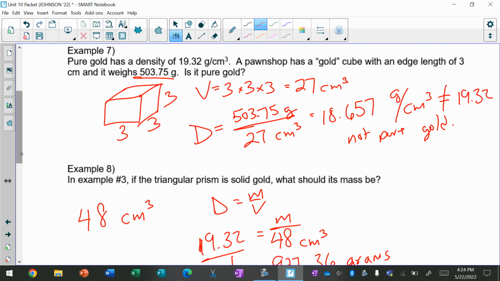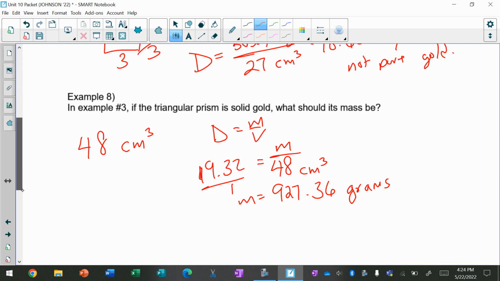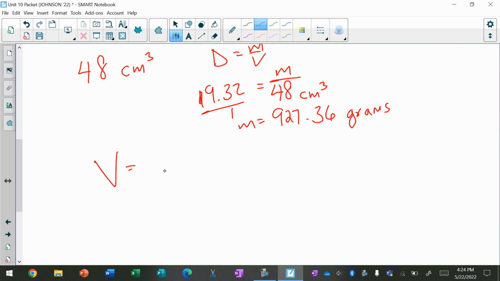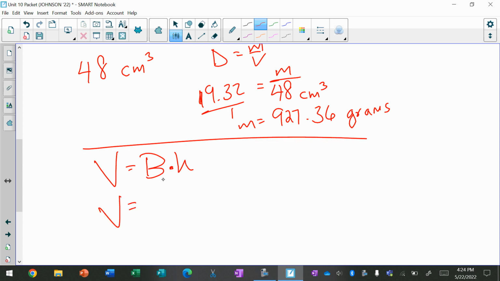Okay? So, the gist of today: volume of a cylinder, area of the base multiplied by the height. Volume of a prism, area of the base multiplied by the height. A cylinder has a circular base multiplied by the height. Keep in mind that the height might be a vertical height, or it might be a front to back value. It's the distance between the bases.